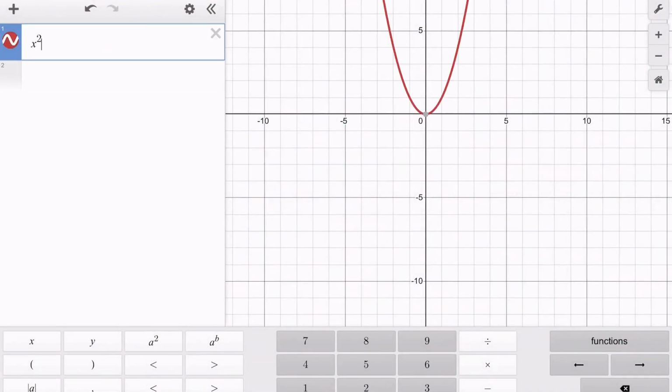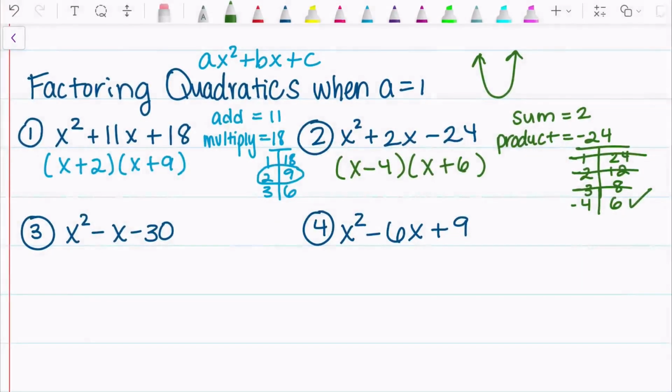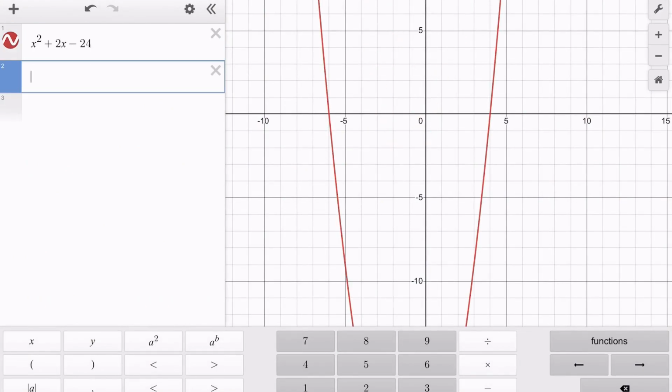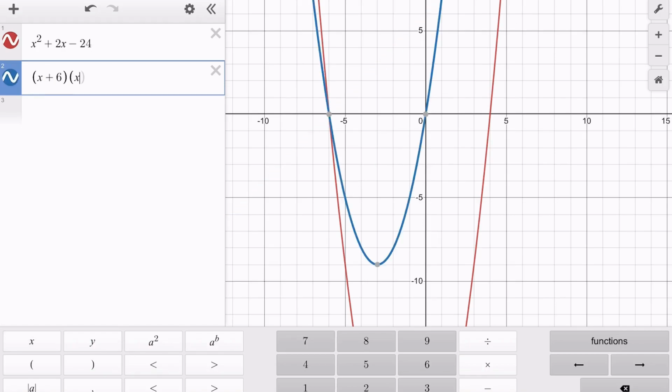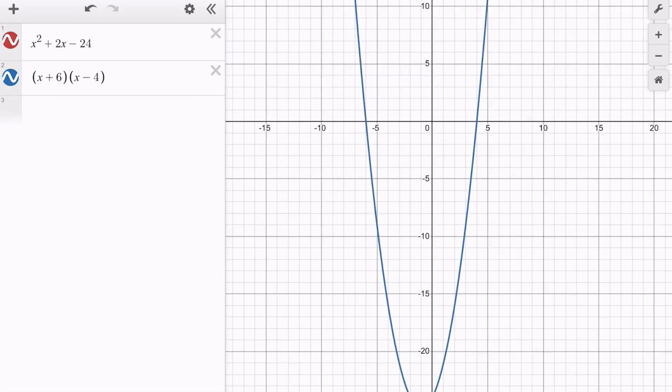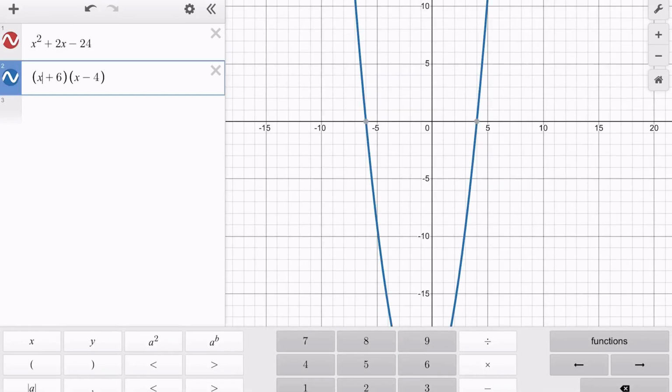And so I'm going to put the problem, which was x squared plus 2x minus 24, into the first line of Desmos or my TI-84 calculator. And then I'm going to put my factored form, x plus 6, x minus 4, and the order doesn't matter here. And what you'll see is these two forms fully overlap because they're just different forms of the same expression.